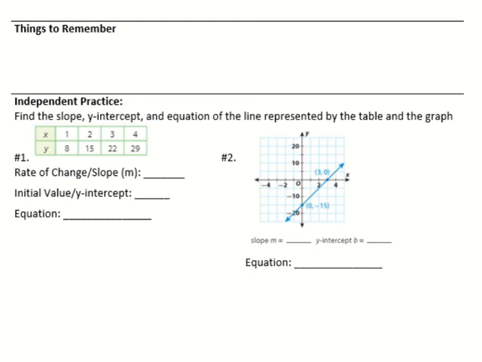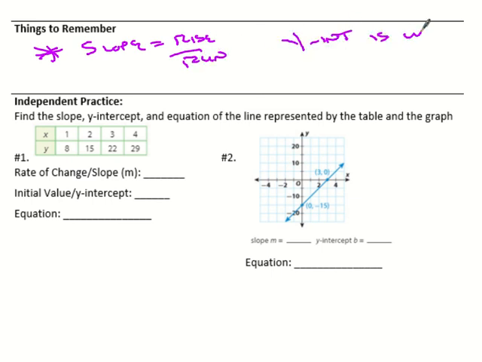That's all I got for you. Okay, so things to remember. Slope equals rise over run. And then y-intercept is when x equals 0.